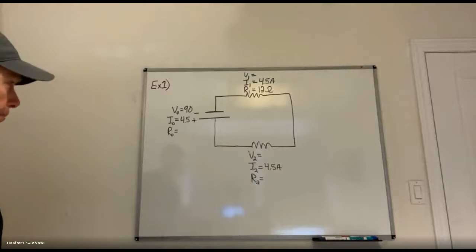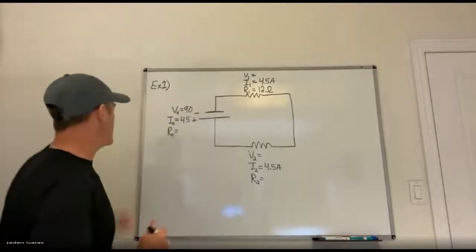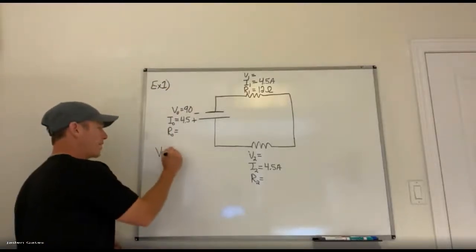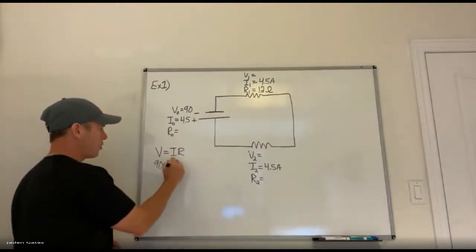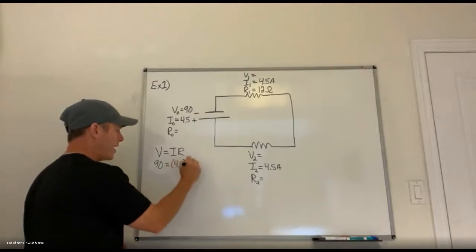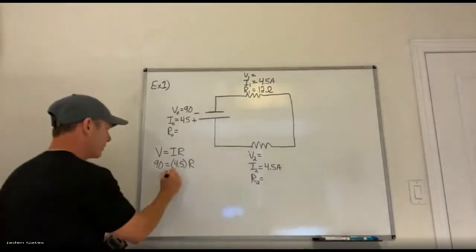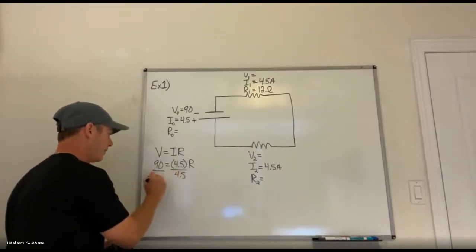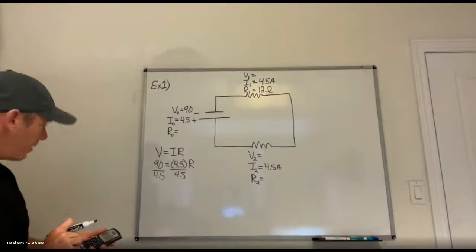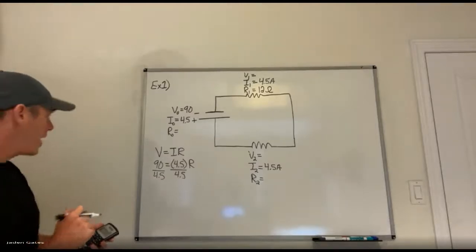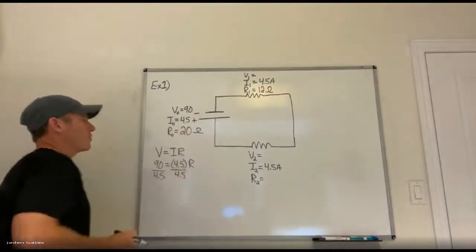All right, now, still looking at information, I've got 2 out of 3 here and 2 out of 3 here. So what I can use is Ohm's law, V equals IR. I have a voltage of 90 and a current of 4.5, and I can find the resistance. So I'm going to divide both sides by 4.5. 90 divided by 4.5, and I'm getting 20 ohms. So there's another value.